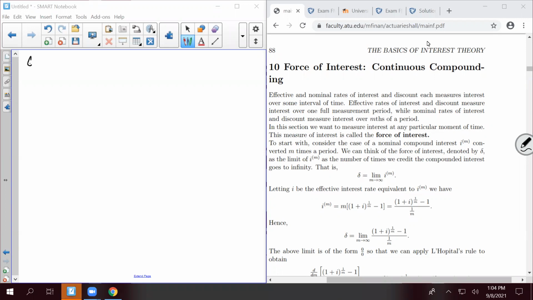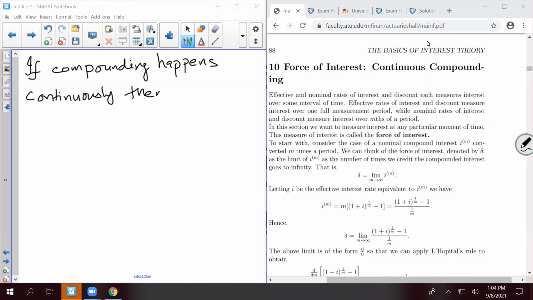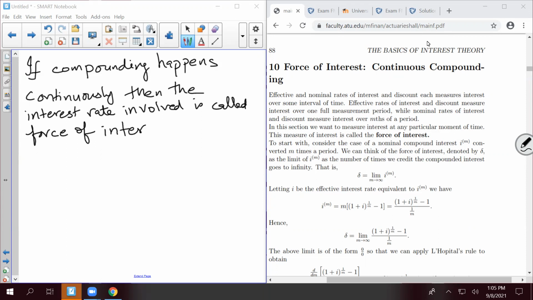So if compounding happens continuously, then the interest rate involved is called force of interest.